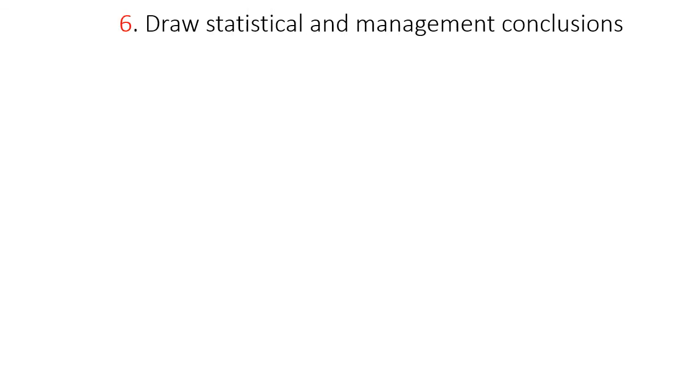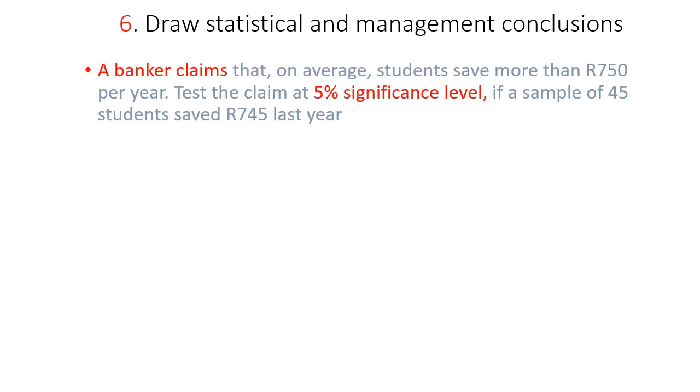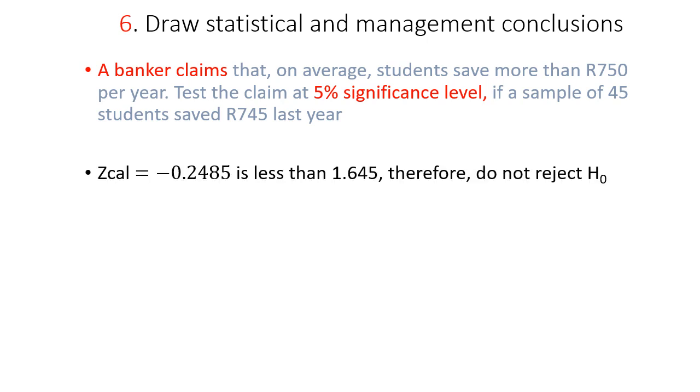Okay, cool. Then the last thing that you do is to draw a statistical and management conclusion. The best way to do it is to always look at the question. You need to recognize what the claim is. Is the claim in the H0 or is it in the H1? And you also need to mention the significance level. So this is how you would do it.